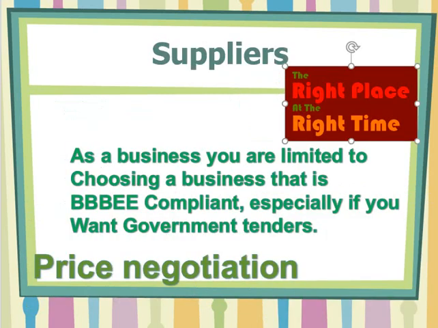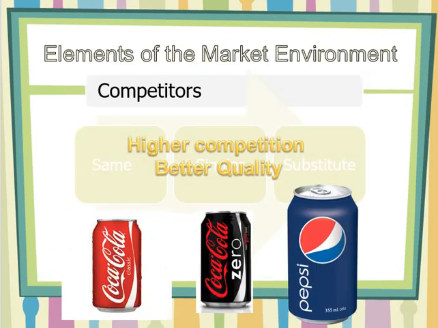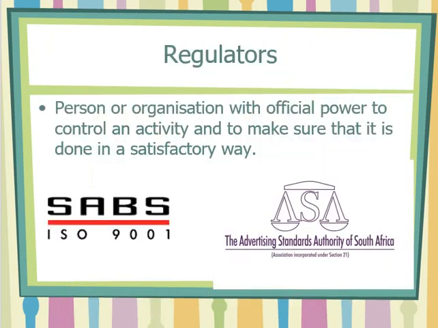Moving very quickly now to suppliers, it's about having your suppliers at the right place, at the right time, at the right price. And you want to try and encourage businesses, or your own business one day, to buy from other businesses that are BEE compliant, right? Your competitors sell the same product, or something very similar, or a substitute product. So the higher the competition that exists, the better quality that exists between all the businesses. So competition is good.